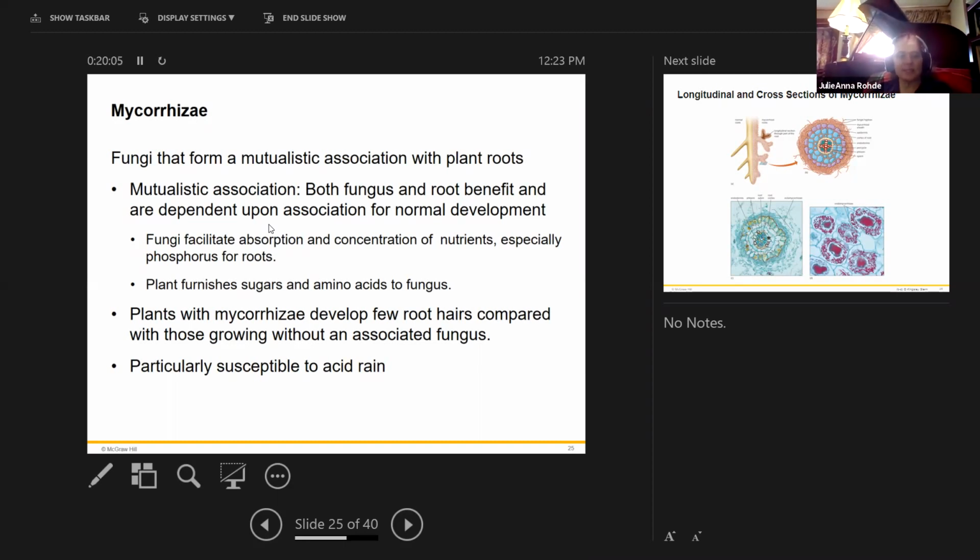So here's a little bit more detail on that. A little repeat and more detail. So this is a mutualistic association. So let's review our associations. We have mutualistic, commensalistic, and parasitic. Okay, so we just talked about parasitic.